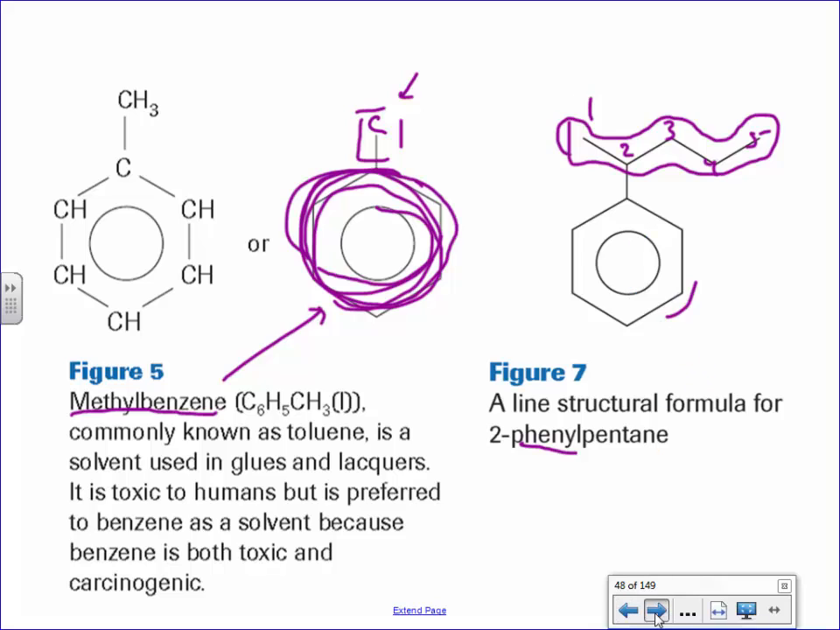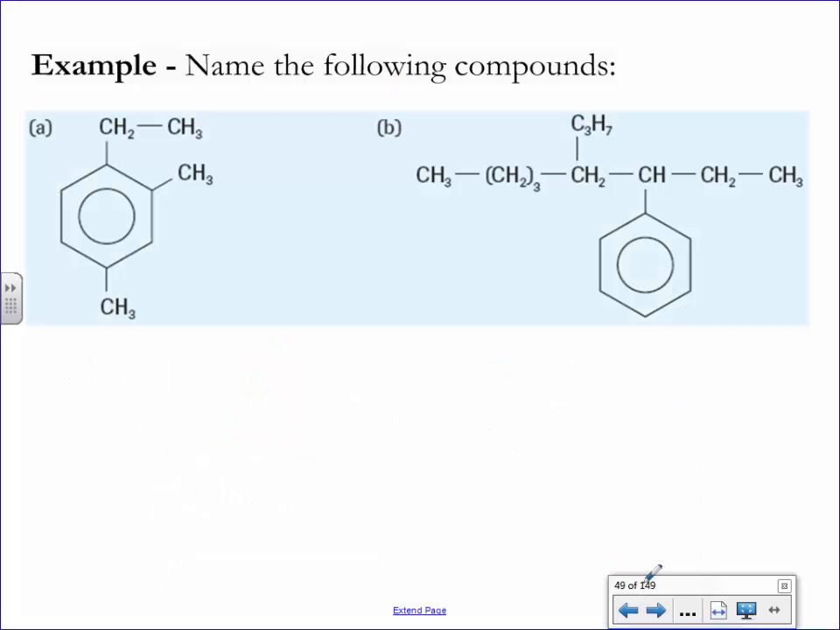Let me try some more examples here, though. So on this first one here, first thing we've got to figure out as soon as we see a benzene is: is benzene the core? Is it the hub? Or is benzene a branch? If you want a silly analogy, I think of, say, cities.